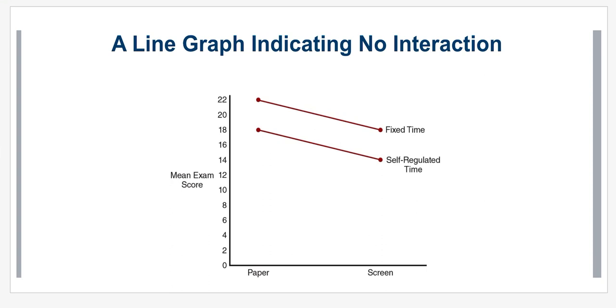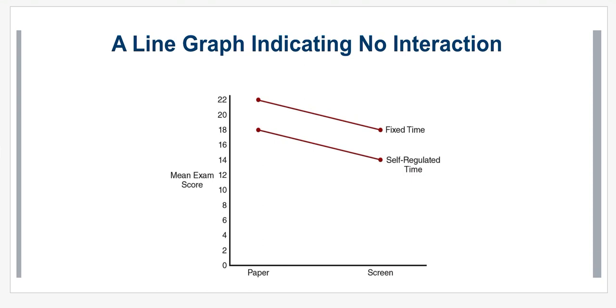Now, if you look on the x-axis, the paper and the screen conditions, those data points represent those four conditions, right? Paper is the paper condition, and for fixed time and self-regulated time, those are the two dots. Then screen, if you go up those two dots, that's for fixed time and self-regulated time. So those four dots represent the numbers from those four cells in your matrix.